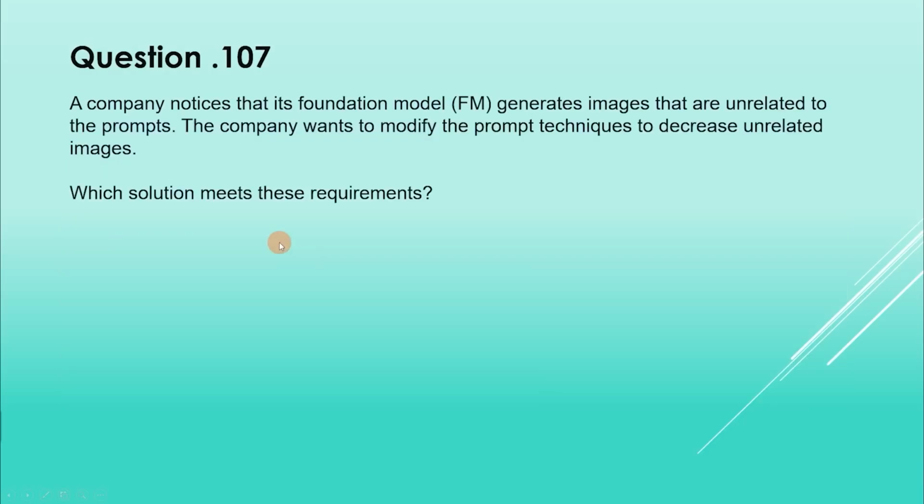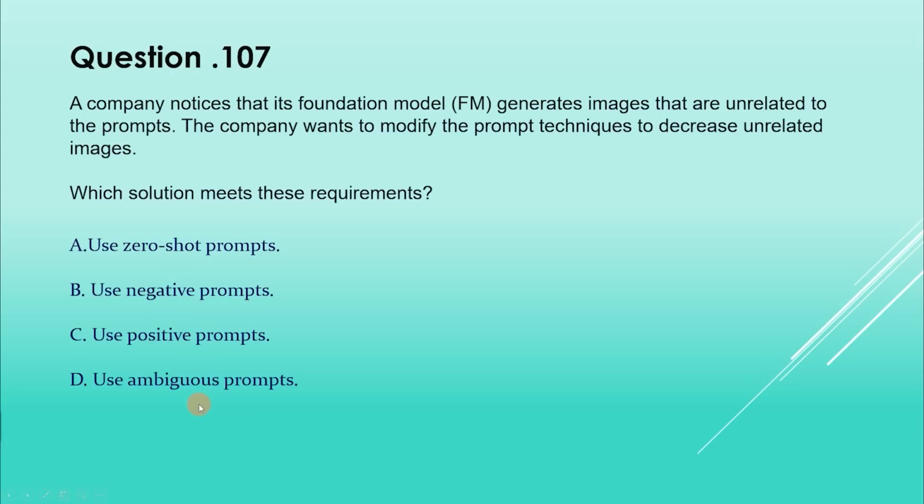Now question number 107. A company notices that its foundation model generates images that are unrelated to the prompt. The company wants to modify the prompt technique to decrease unrelated images. Which solution meets these requirements? Here are the options. Use zero shot prompts, use negative prompts, use positive prompts, use ambiguous prompts.